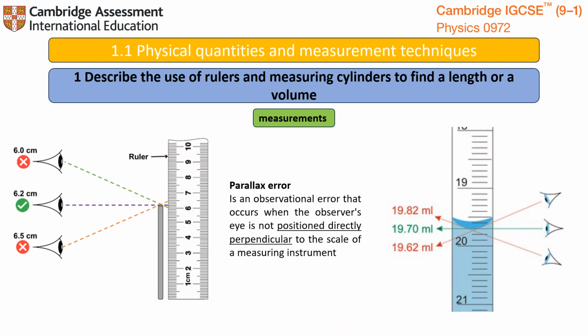So in measurements, we'll look at the first concept, which is parallax error. Parallax error is nothing but when an observer's eye is not positioned directly perpendicular to the scale of a measuring instrument. Like in this case, he is looking at an angle, which is wrong. Looking perpendicular to the scale is correct.